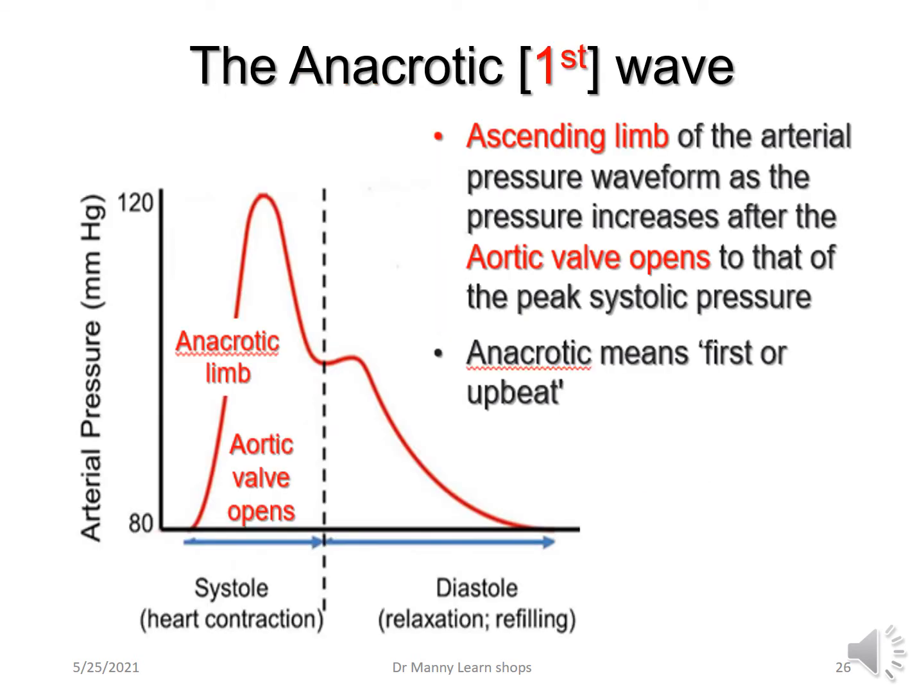When we look at the arterial blood pressure waveform, the first component that we're looking at is the anacrotic limb. This is the first part of the wave. And if you look at the diagram, you can see the anacrotic limb begins when the aortic valve opens. And it's the ascending limb of the arterial pressure waveform as the pressure increases after the aortic valve opens and it eventually becomes the peak systolic pressure.